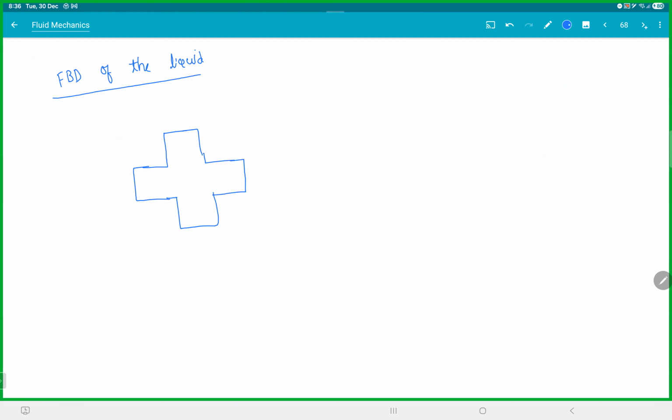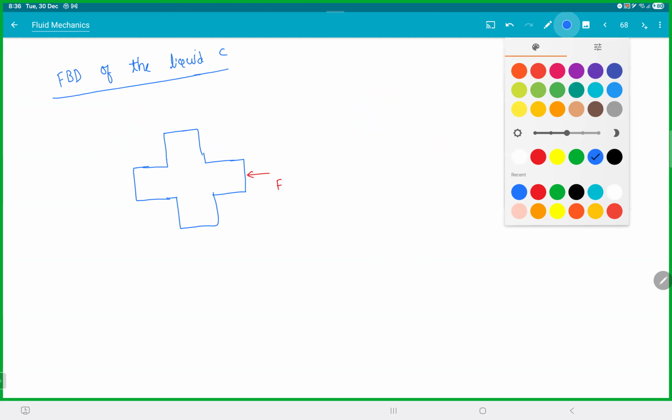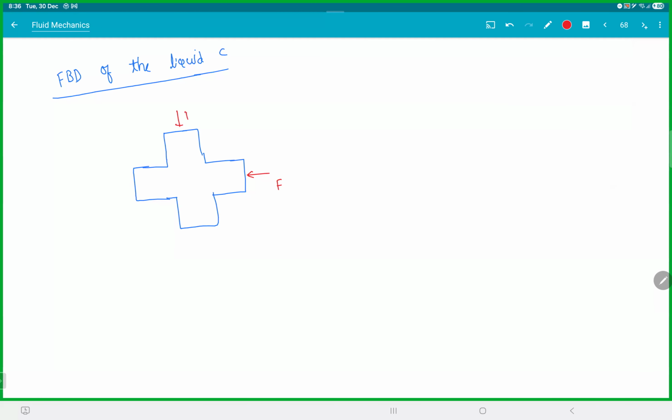If you draw the FBD of any of the liquid, let's say I'm drawing the FBD of liquid C. This is that external force. This will be the force due to the wall. This will also be the force due to the wall, and this will also be the force due to the wall. Because the whole thing is in equilibrium, this must be equal to the force F only.